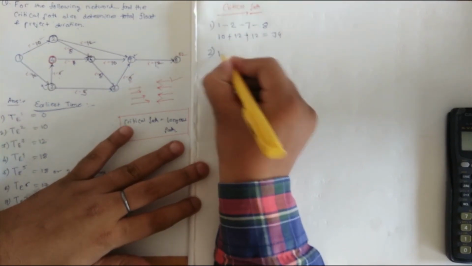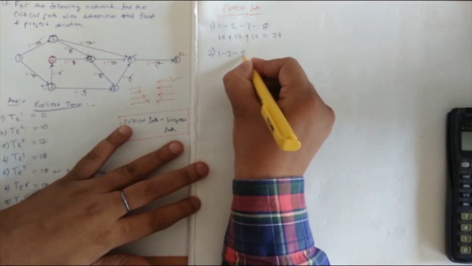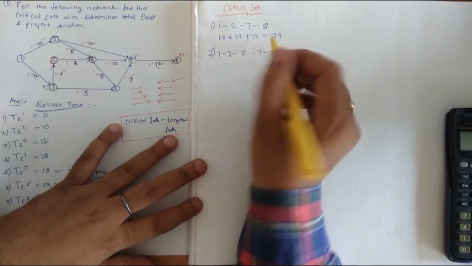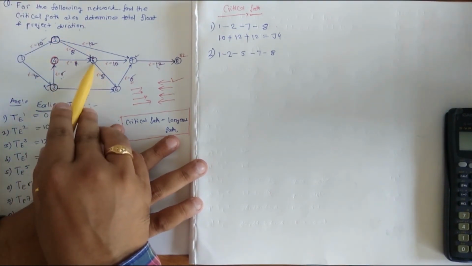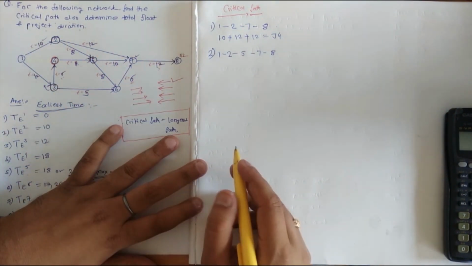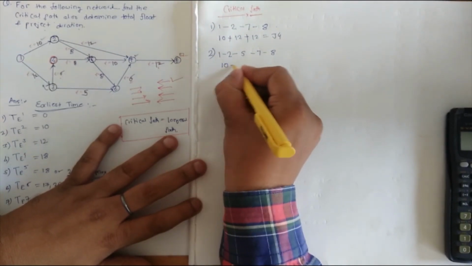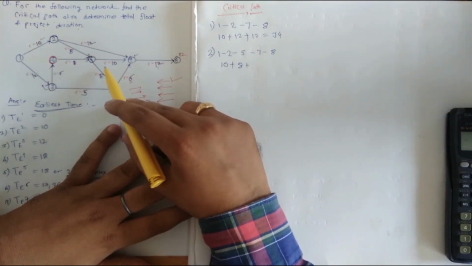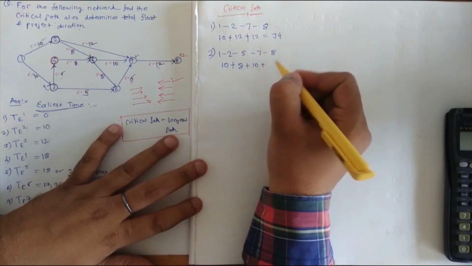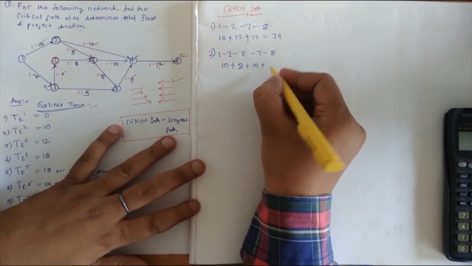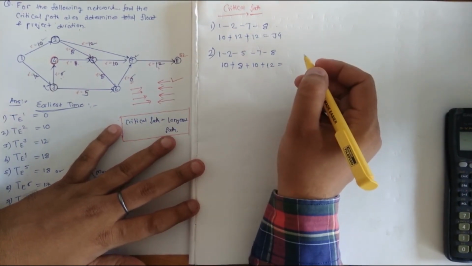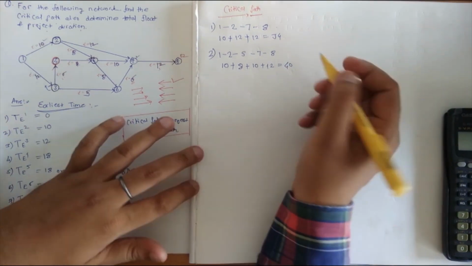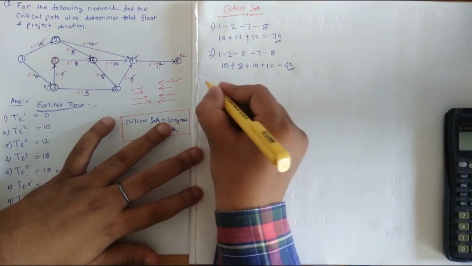Number 2, 1, 2, 5, 7 and 8. So 1 to 2 we have 10, 2 to 5 we have 8, plus 5 to 7 we have 10, plus 7 to 8 we have 12. So 10 plus 8 plus 10 plus 12 is coming out to be 40. So this is the second case.